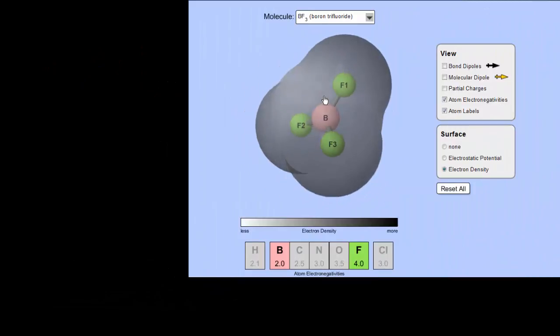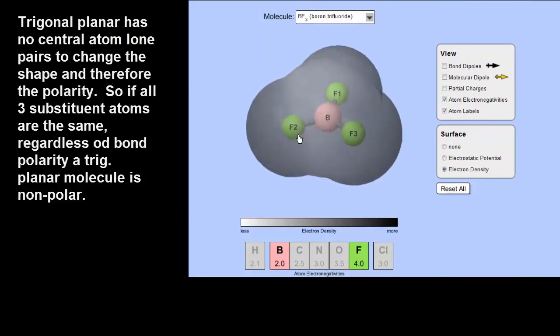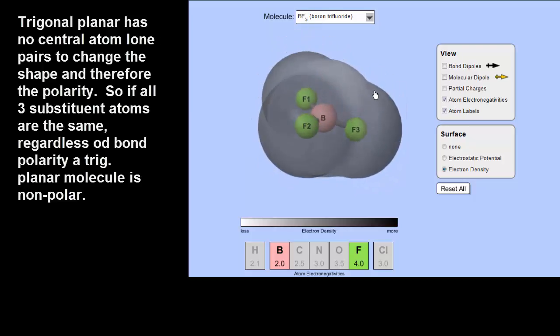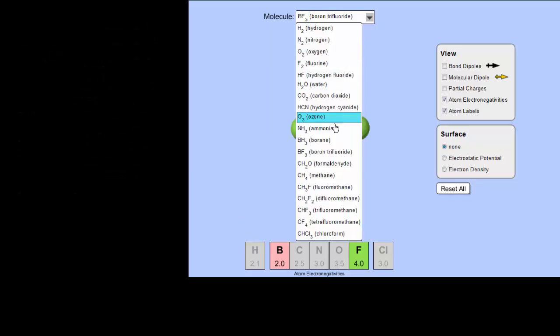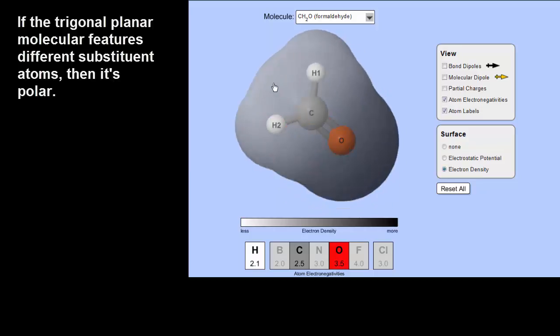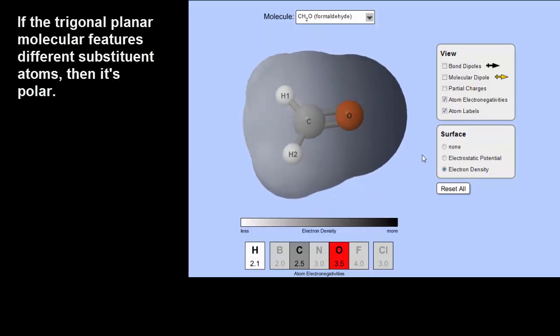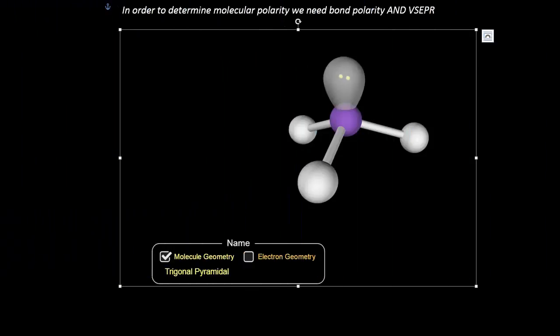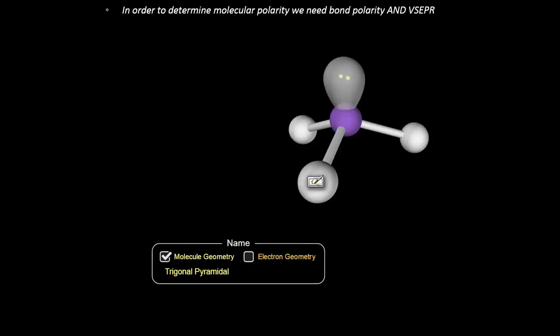All right. Now we'll flip into trigonal planar. Trigonal planar is a flat molecule. So if all three atoms bonded to the central atom are the same, all the electronegativity values are the same. The distribution of electrons is equal throughout the molecule, nonpolar. But as soon as I change one of the atoms to a different element, the bond polarity changes, and as a result, the molecular polarity changes. So you have to examine: symmetrical trigonal planar is nonpolar, non-symmetrical trigonal planar is polar.